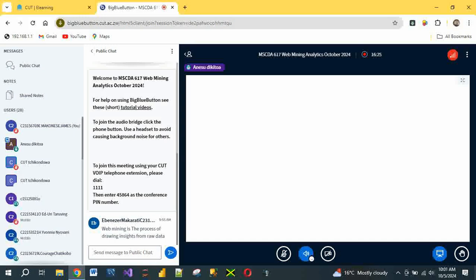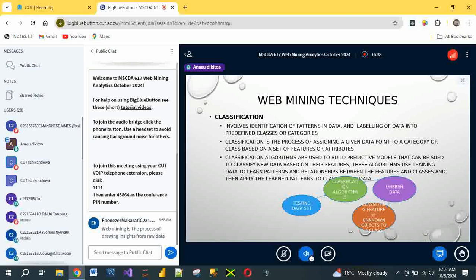Mining techniques. What are the common web mining techniques? Number one, classification. Classification involves identification of patterns in data and labeling of data into predefined classes or categories. You understand it better when we move on to practicals. Remember, this is a hands-on course. So it's the theory part first, then we move on to practicals.